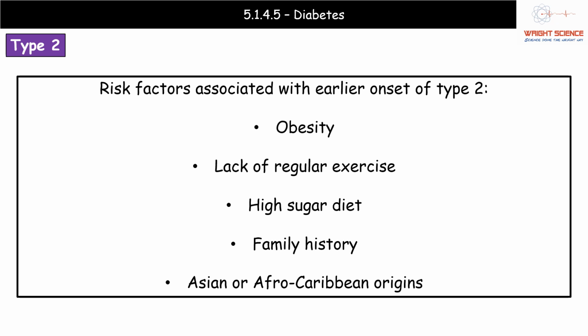There's also family history. If you do have people in your family that have type 2 diabetes, then you are potentially at greater risk of developing it yourself. And then there are certain ethnic links, with Asian and Afro-Caribbean folks tending to be a little bit more prone than others.